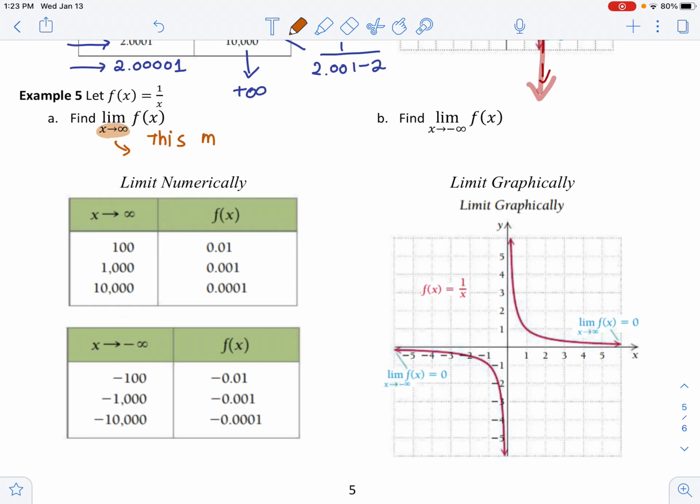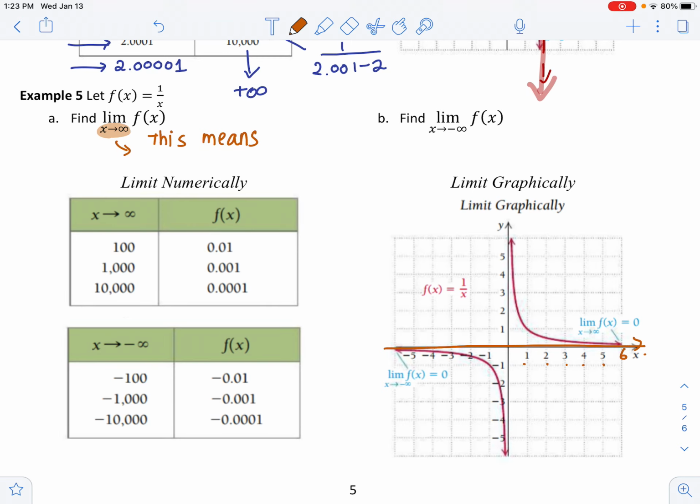This means, guys, remember we graph the x values on the horizontal x-axis, right? That's the x-axis. So if x is approaching positive infinity, take a look. 1, 2, 3, 4, 5, 6. If it's going to positive infinity, this means we are going to the right side. Going to the right side of the x-axis because that's where we keep the big numbers, okay? So this means right end behavior.